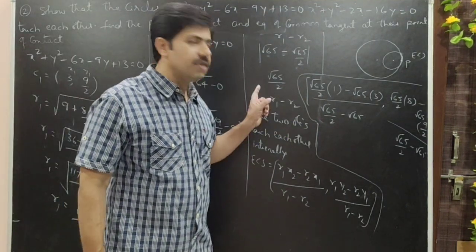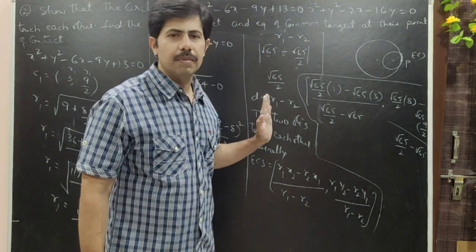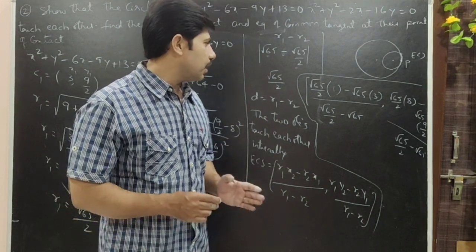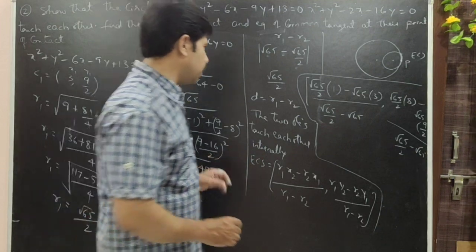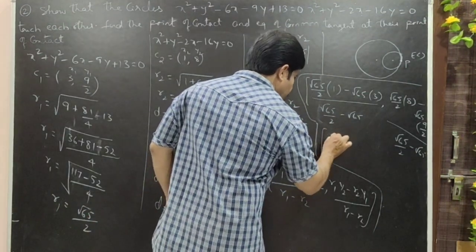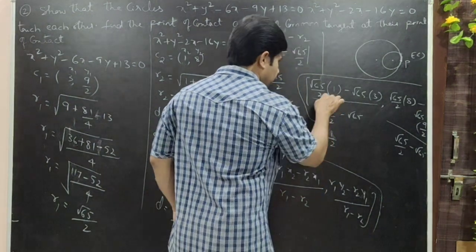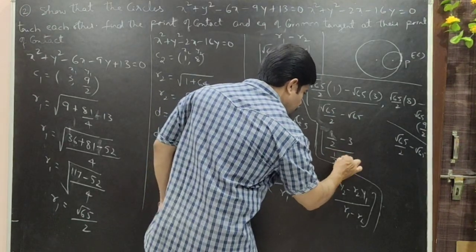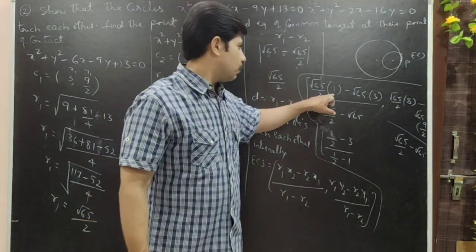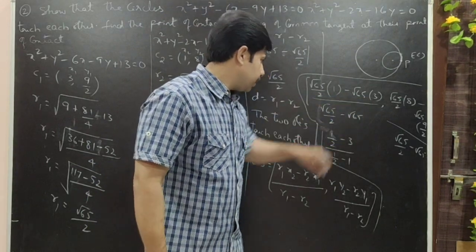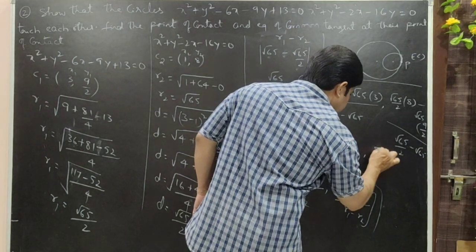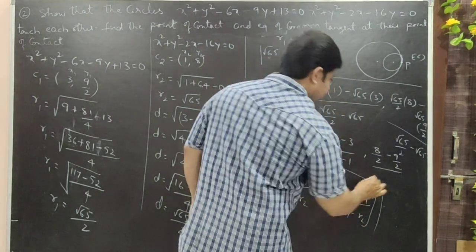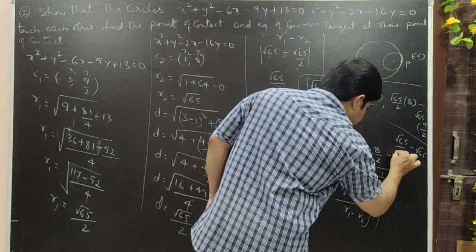See, if I take root 65 common in the numerator and root 65 common in the denominator, they get cancelled. So we write the terms without root 65. That means we get 1 by 2 minus 3 divided by 1 by 2 minus 1. I'm taking root 65 by 2 common. So 1 by 2 minus 3 by 1 by 2 minus 1, comma, here we get 8 by 2 minus 9 by 2 divided by 1 by 2 minus 1, right?